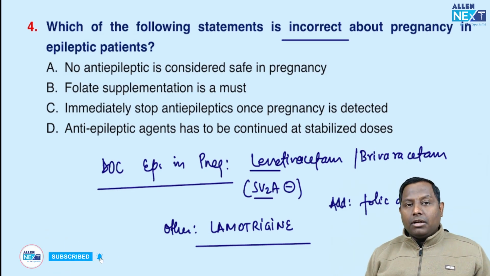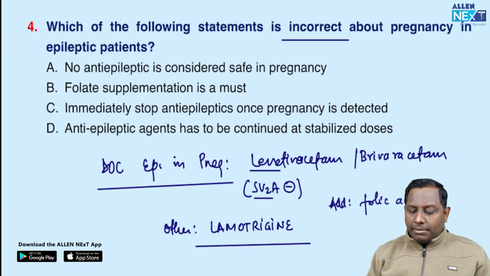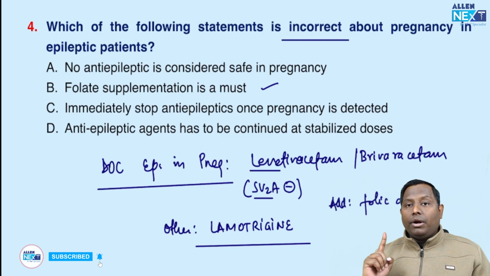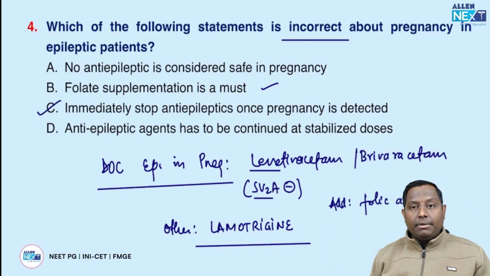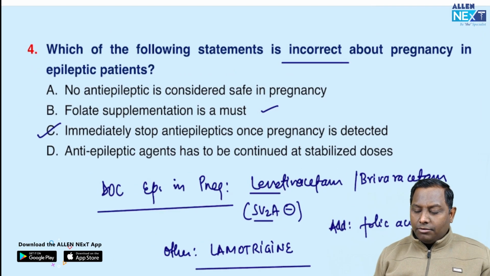No anti-epileptic drug is safe in pregnancy. Yes, no anti-epileptic drug is 100% safe. Folate supplementation is a must, yes, to decrease the risk of neural tube defect. Immediately stop anti-epileptic once pregnancy is detected? No, never ever stop the anti-epileptic drug. The anti-epileptic agent has to be continued at stabilized doses.